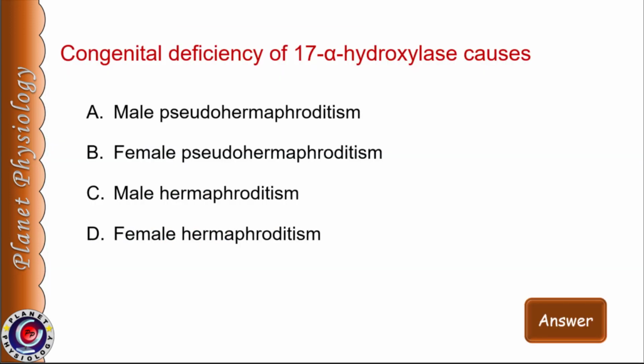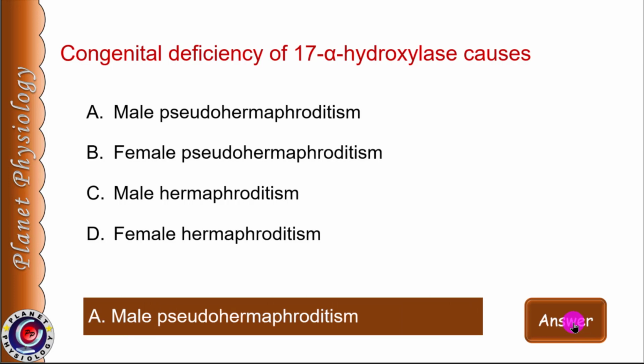Congenital deficiency of 17-alpha hydroxylase causes A. Male pseudohermaphroditism, B. Female pseudohermaphroditism, C. Male hermaphroditism and D. Female hermaphroditism. The answer is option A, male pseudohermaphroditism. The enzyme 17-alpha hydroxylase converts androgens such as testosterone into dihydrotestosterone, which is essential for development of male reproductive organs including prostate and penis. Hence, its deficiency results into male pseudohermaphroditism. Deficiency of 5-alpha reductase also causes male pseudohermaphroditism by inhibiting formation of dihydrotestosterone and induces androgen resistance.